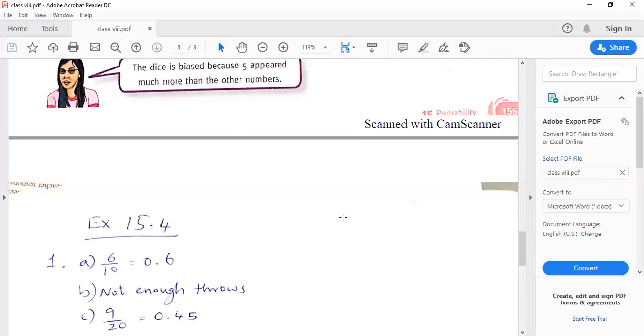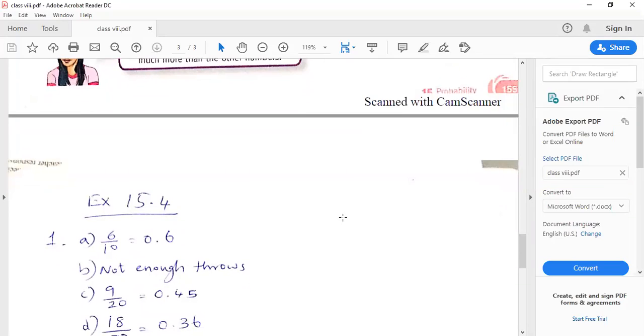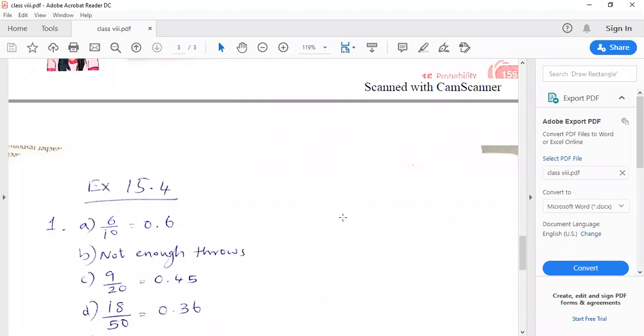She spins the coin another 30 times and gets 9 heads and 21 tails. So now total how many heads? 9 plus 9, 18. So 18 out of 50.